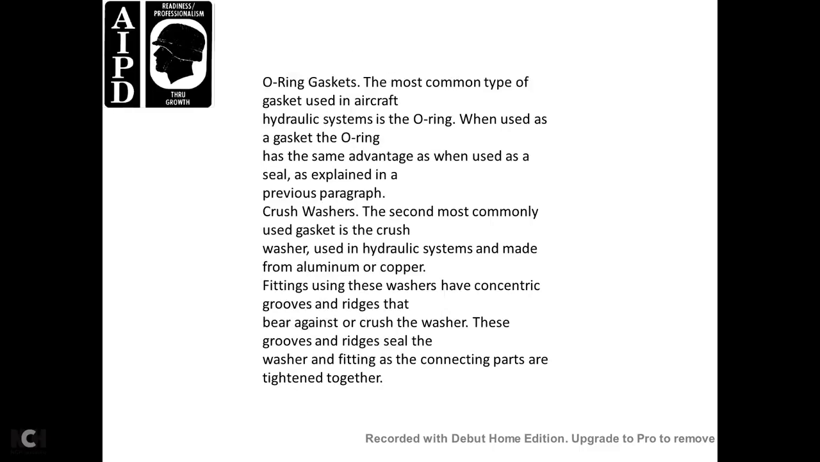O-ring gaskets. The most common type of gasket used in aircraft with a hydraulic system is the O-ring. The advantages of using an O-ring as a gasket are the same as when it is used as a seal, as explained in the previous paragraph. The crush washer. The second most commonly used gasket is the crush washer, used in hydraulic systems and made from aluminum or copper. The fittings used with these washers have concentric grooves. The ridges bear against the crush washer, and these grooves form a rigid seal as the washer is tightened between the fitting and the connecting parts.